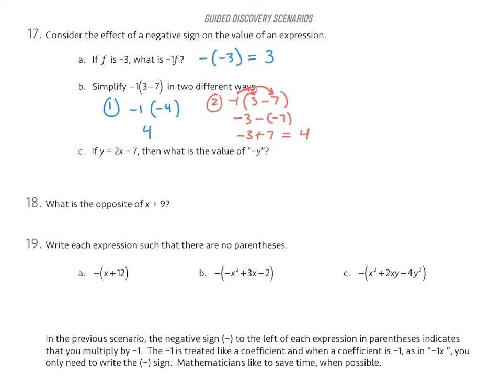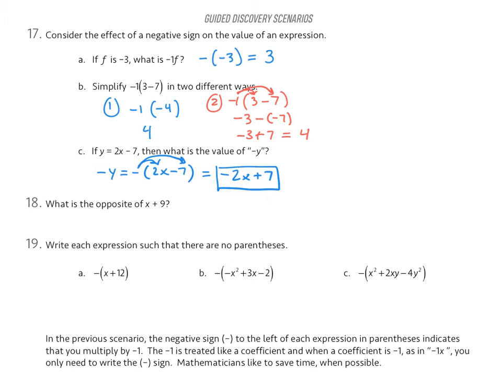Part C. If y equals 2x minus 7, then what is the value of negative y? We can see that y is the same as 2x minus 7, so the opposite of y is the opposite of 2x minus 7. And the opposite of 2x minus 7 is negative 2x plus 7. We can also look at that as distributing a negative 1 to 2x, making it negative 2x, and distributing a negative 1 to 7, so it's minus negative 7, or plus 7. So the value of negative y is negative 2x plus 7.